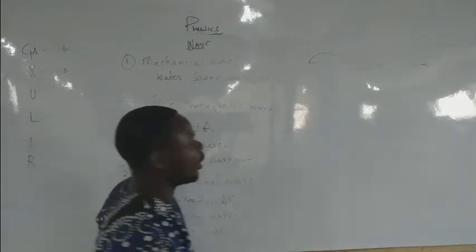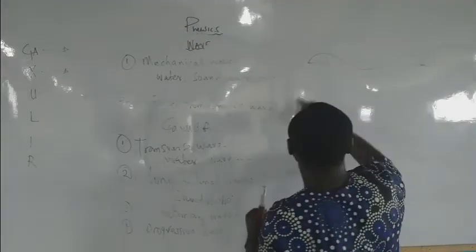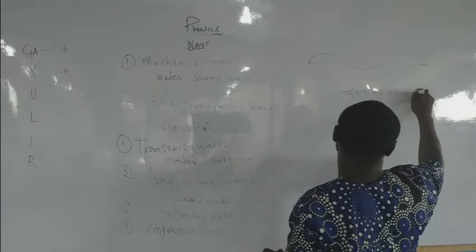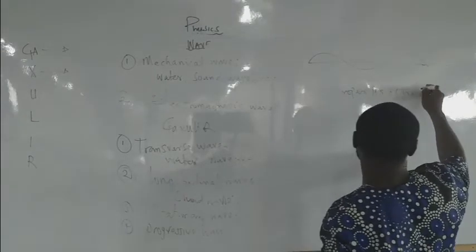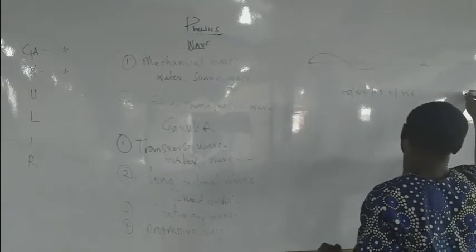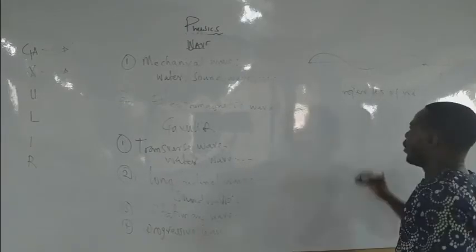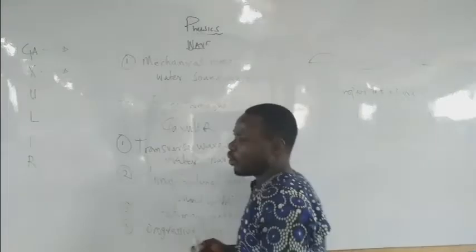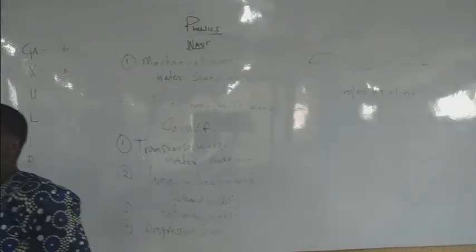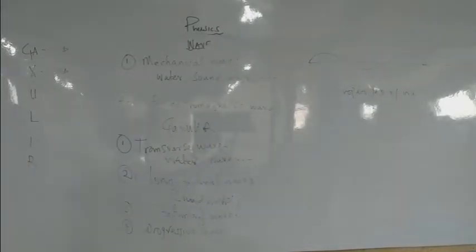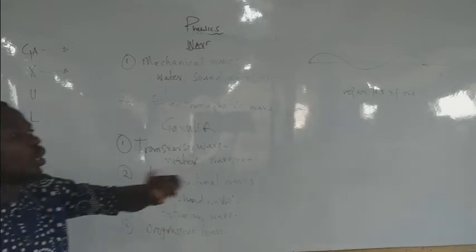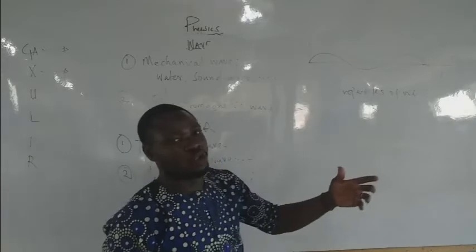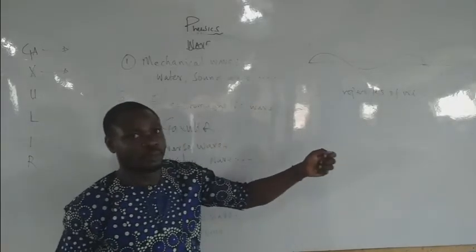Then the next one we have to know is properties of wave, or you call them characteristics of wave. The properties are called characteristics. Number one is reflection. What is reflection? It is a bouncing back or throwing back of wave when it meets an obstacle with minimum absorption.